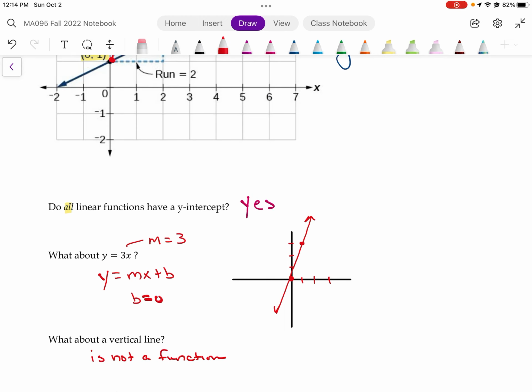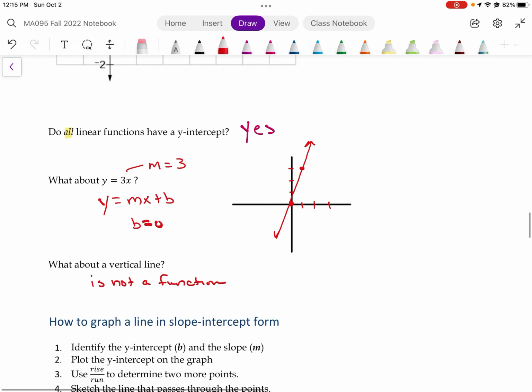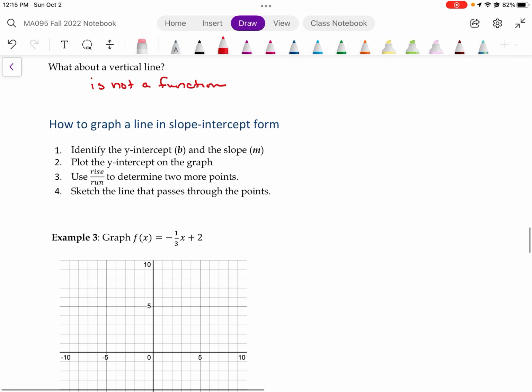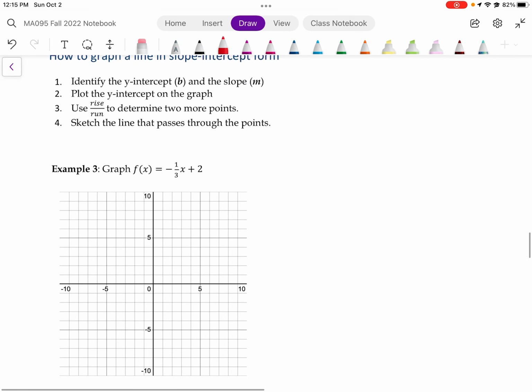So, all right, how to graph a line in slope-intercept form. Identify the y-intercept and the slope. Plot the y-intercept first, and then go up and over to determine at least one more point. Two more makes it so you're safe in case you messed one of them up. Okay, so sketch the line that passes through the points. All right, so try those steps and try graphing this equation.